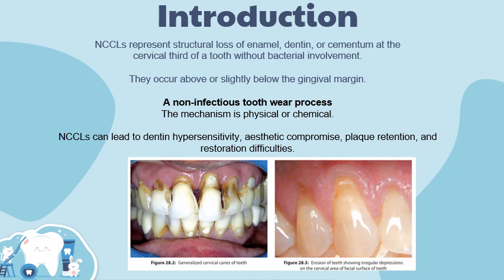Non-carious cervical lesion represents the loss of enamel, dentin, or cementum in the cervical third of a tooth, that is, near the gum line. Unlike dental caries, these lesions aren't caused by bacteria. Instead, they result from physical forces, chemical erosion, or a combination of both. They can lead to dentin hypersensitivity, aesthetic concerns, clasp retention, and challenges when restorations are being placed. If left untreated, they may also deepen and weaken the tooth structure.